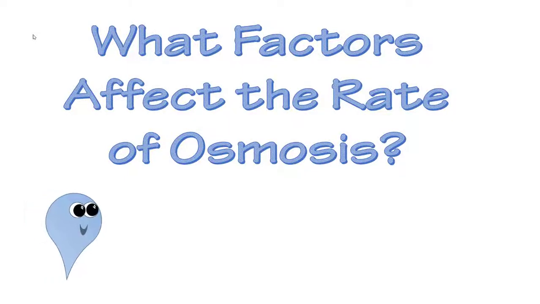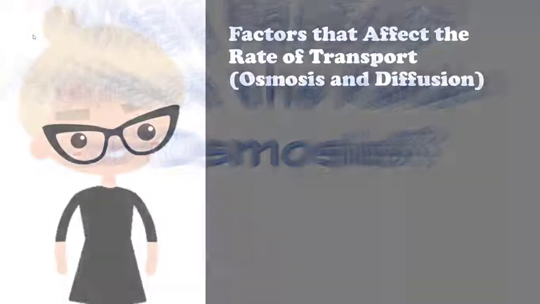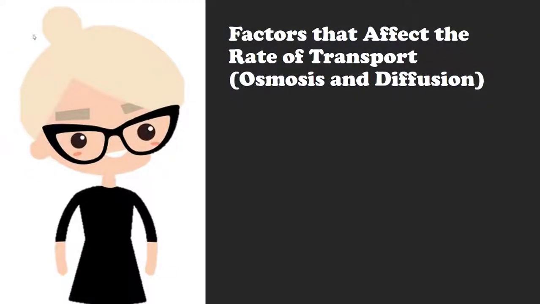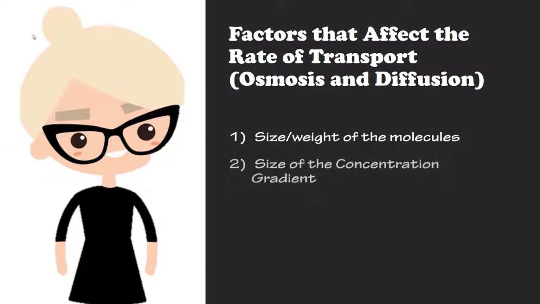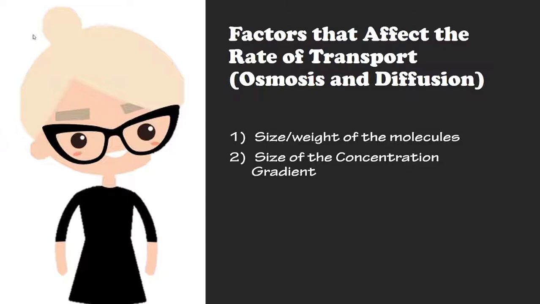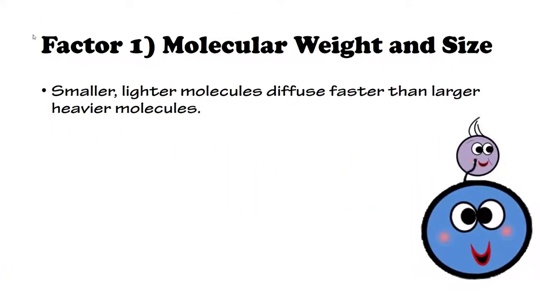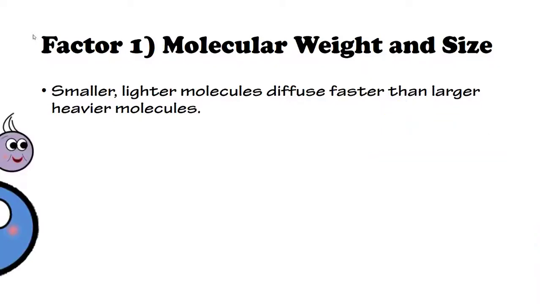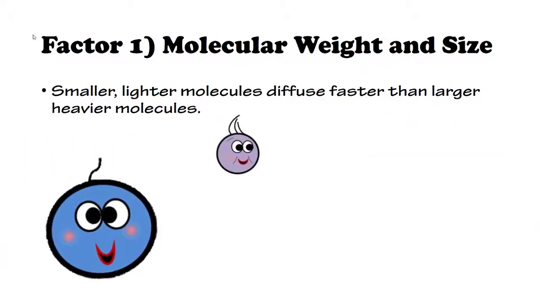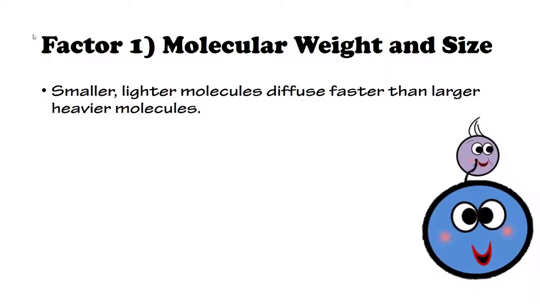What factors affect the rate of osmosis? Factors that affect the rate of transport in osmosis and diffusion include size and weight of the molecules, size of the concentration gradient, the available surface area, and temperature. Factor number 1, molecular weight and size. Smaller, lighter molecules diffuse faster than larger, heavier molecules.